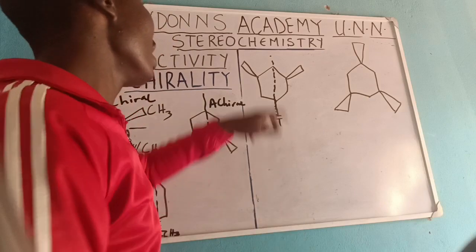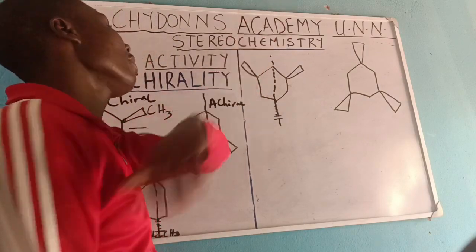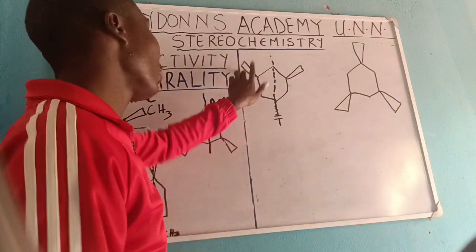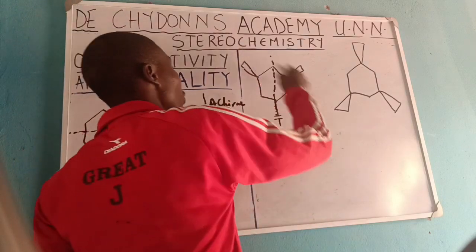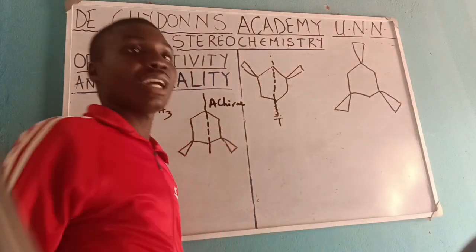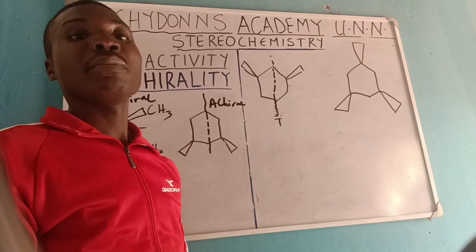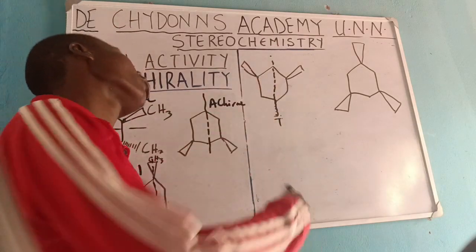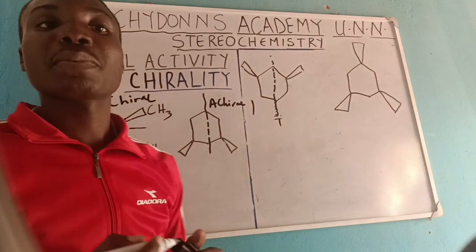The implication is that because this is a wedge bond coming forward and this is a hash bond going backwards, they are not mirror images of each other. And if you go this way, these two are not mirror images of each other, but these two that are coming forward are mirror images of each other. So the implication is that you have just one plane of symmetry on this particular compound.